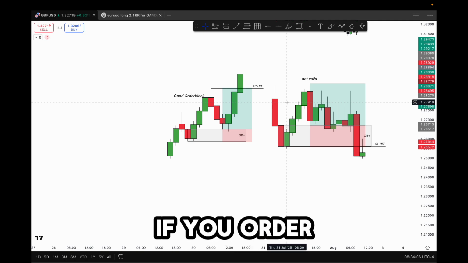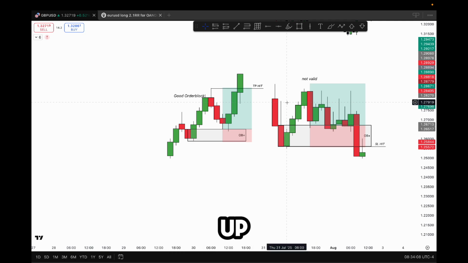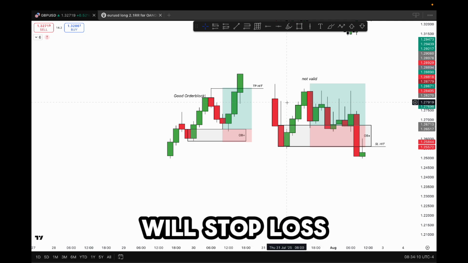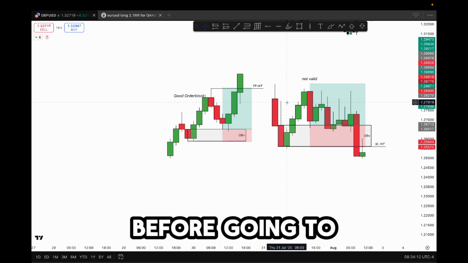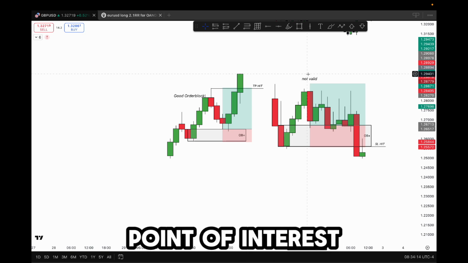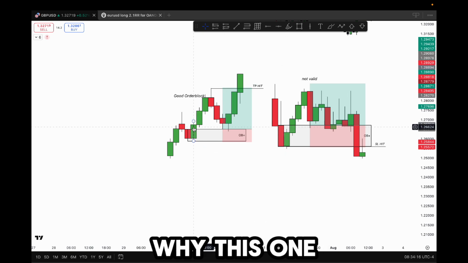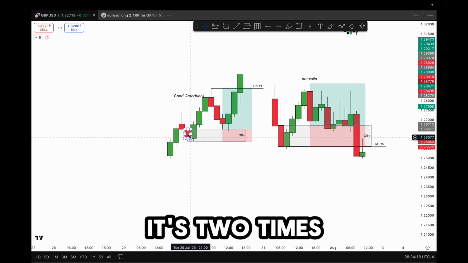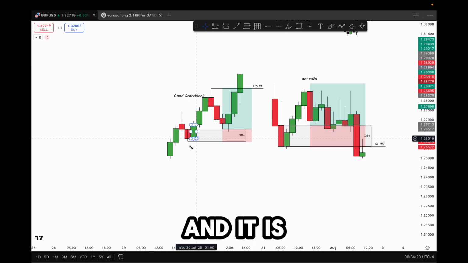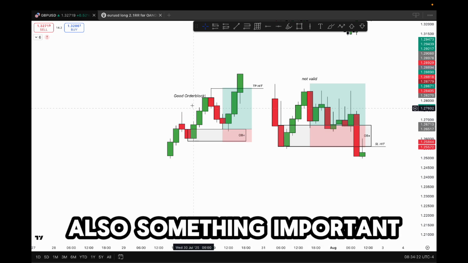And most times if you see order blocks like that and you know that price goes up, there's a big chance that it will stop loss you, because it will go to another PD array before going to your initial point of interest. And the reason why this one is valid, as I said, is that it's 2 times the size of the move. And there is also something important with order blocks you have to know.